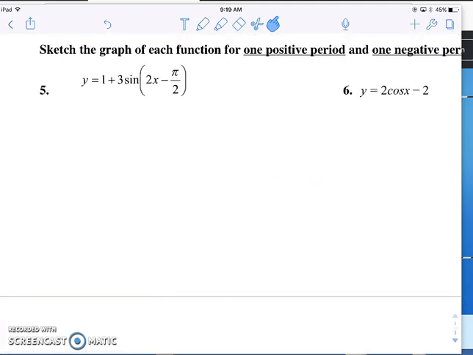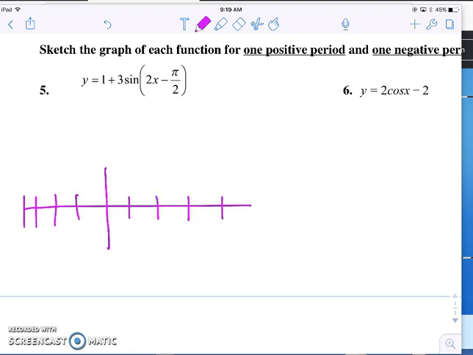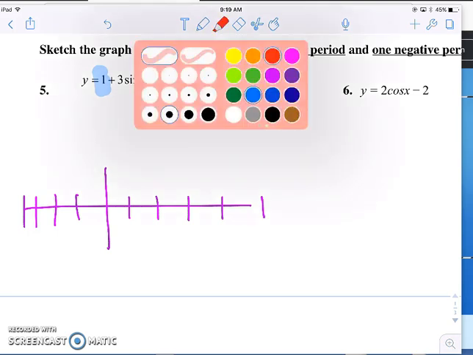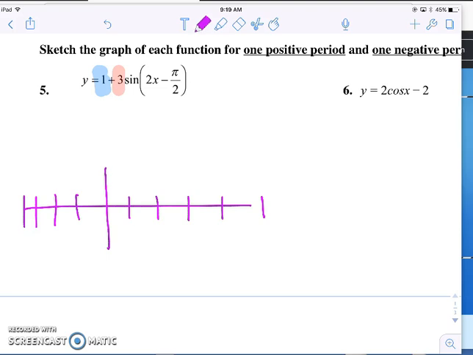So now when we graph it, when it says 1 positive and 1 negative, we just need 4 marks on each side. So a complete wave on each side. So first thing I notice is this d value is 1, so I'm going to label the midline as 1. And then let's see, our amplitude is 3. So above 3, that would be 4. 1 minus 3 would be negative 2.